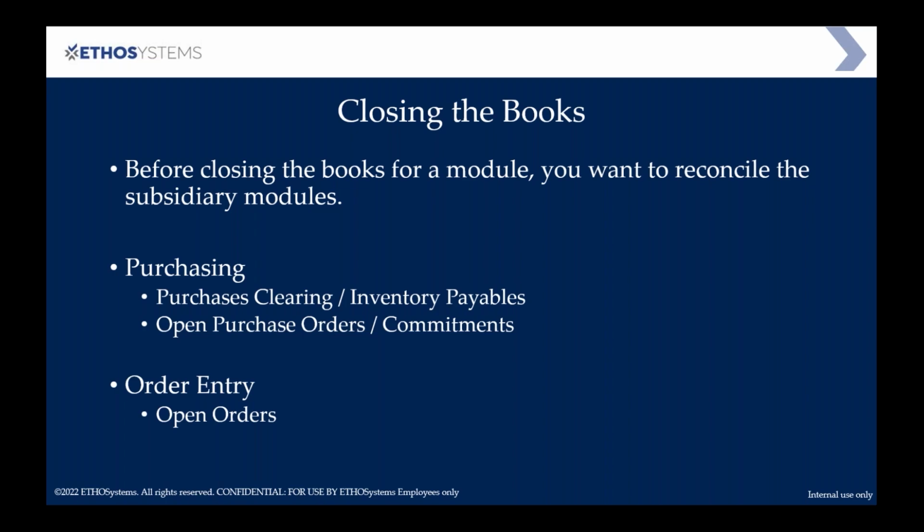The first thing is for those who are using inventory, we do recommend that you reconcile your purchases clearing or your inventory payable account. That is the difference between when you receive the goods and receiving the invoice. There's a journal entry that's made, usually to a liability account, and you want to make sure that is cleared out. We also recommend reconciling all open purchase orders and commitments in the system. Make sure that they are valid at that point. Good time to clean all that stuff up.